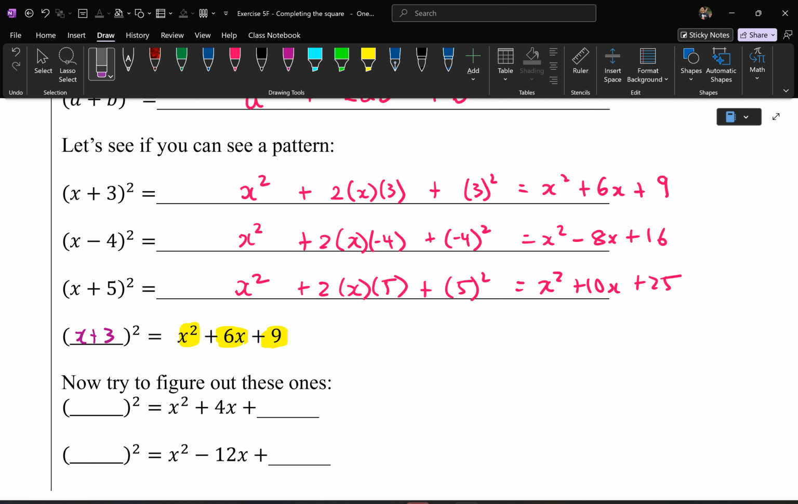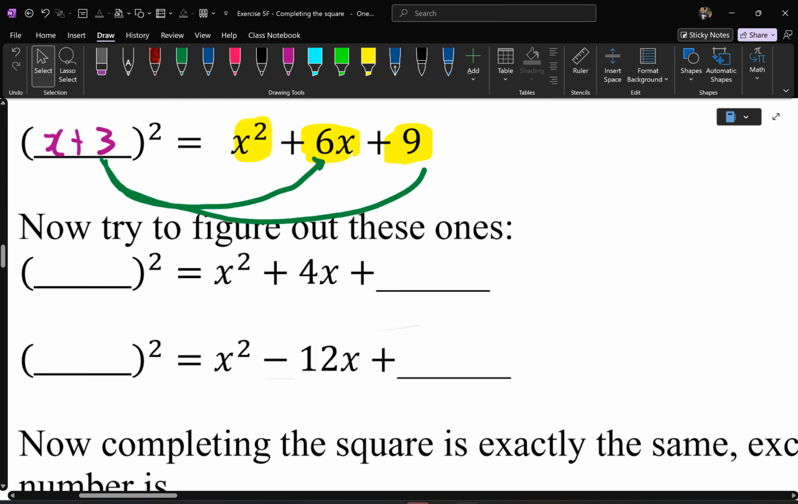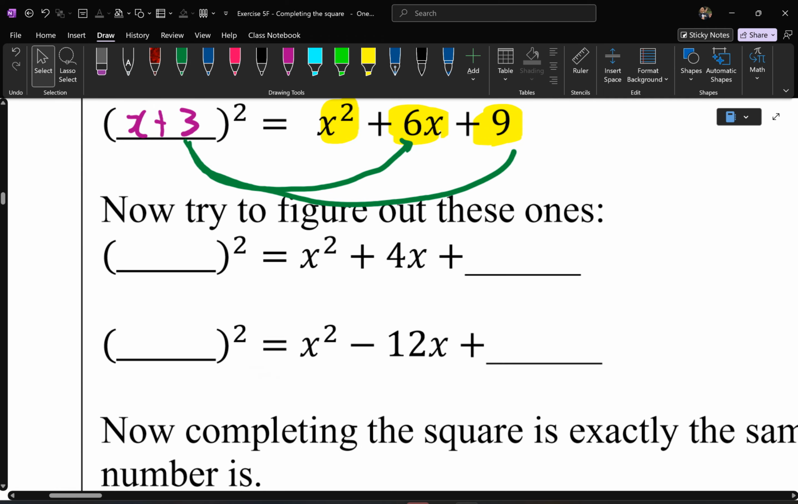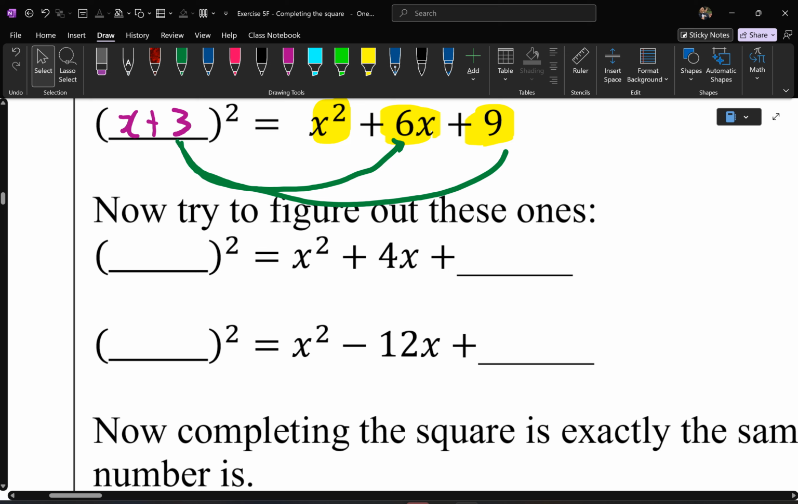How do you get the last number? Was always squaring whatever that number is. So inside the brackets, you always double that to get 6, and you always square that to get the 9. So you can see that relationship. Double this to get that, and square that to get this. So we're working backwards now. Let's work out this one. I want a perfect square. That's what this is called.